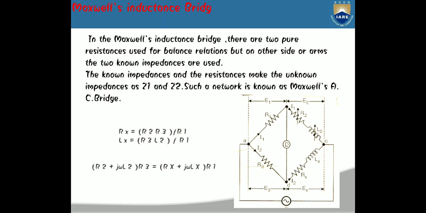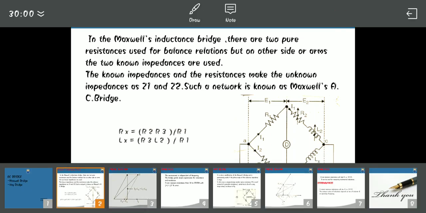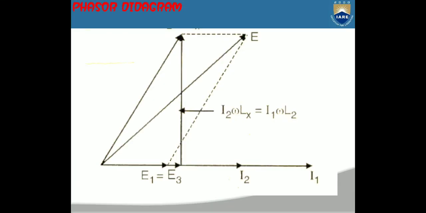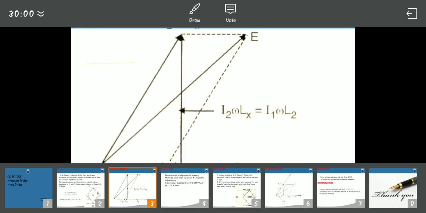Rx is equal to R2 into R3 by R1. Lx is equal to R3 into L2 by R1. (R2 + jωL2) into R3 is equal to (Rx + jωLx) into R1. This is the phasor diagram.